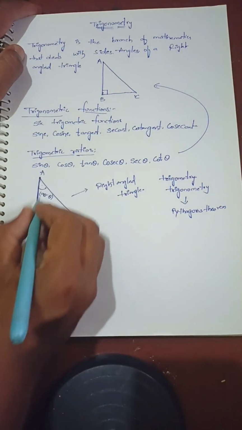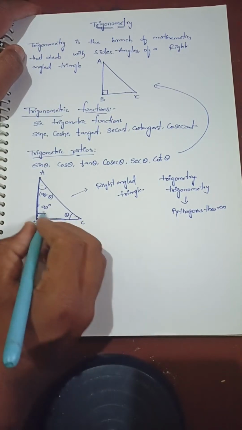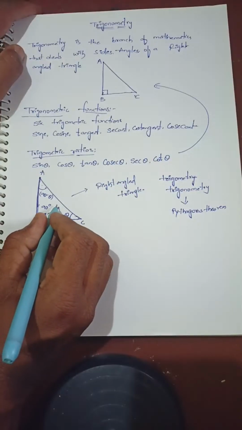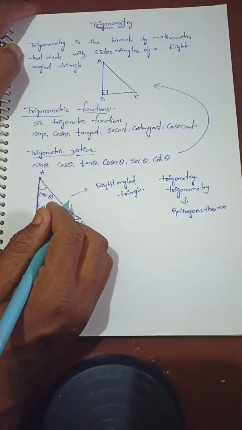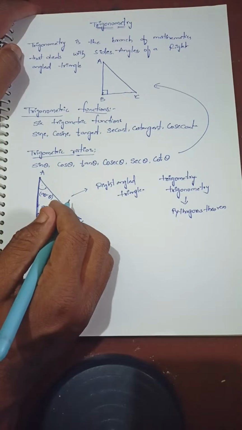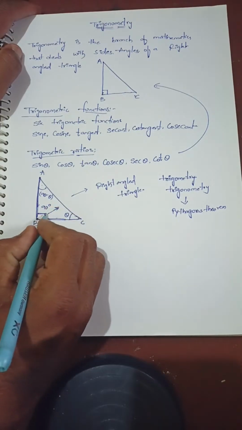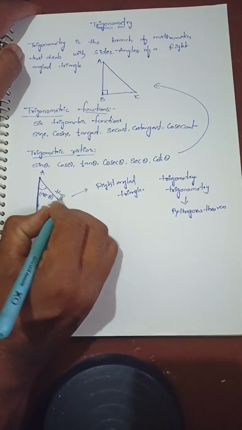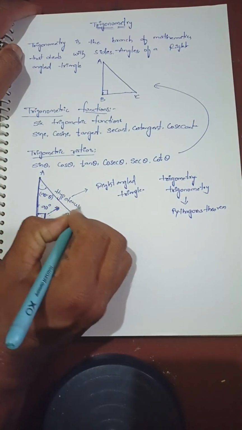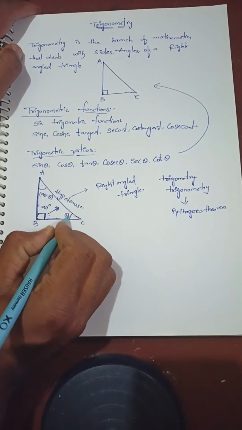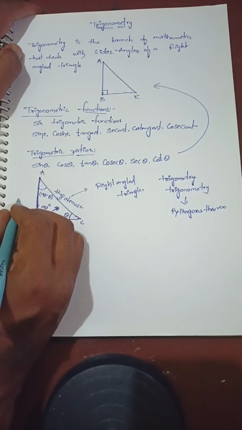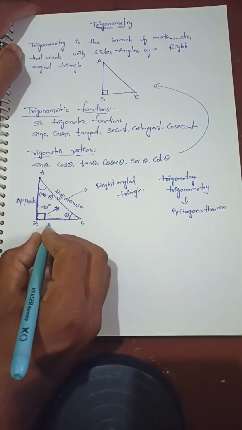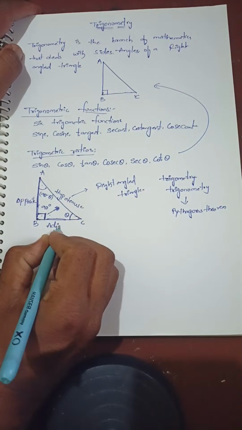So if you take the sides A, B and C, the perpendicular line of 90 degrees, the side opposite to it is called the hypotenuse. The side opposite to the angle is called opposite, and the base is called adjacent.